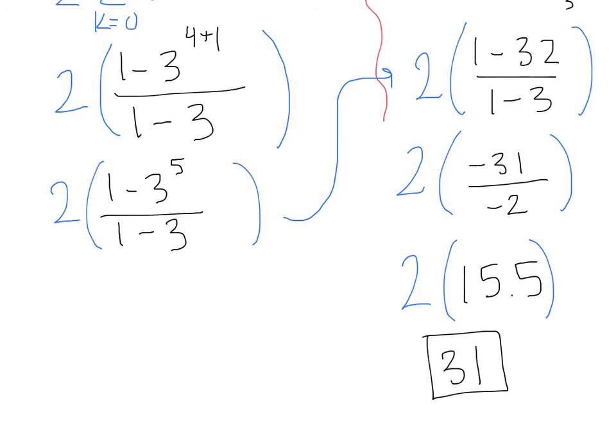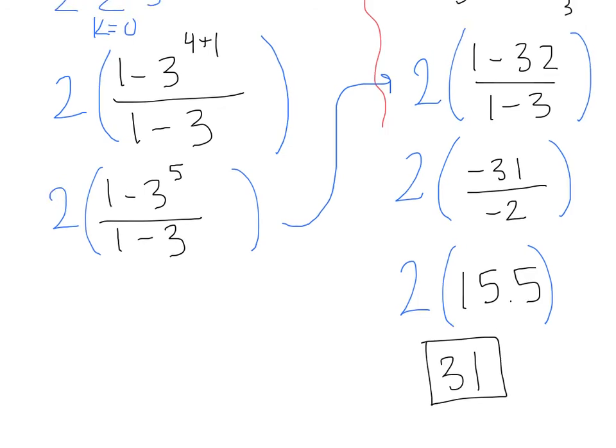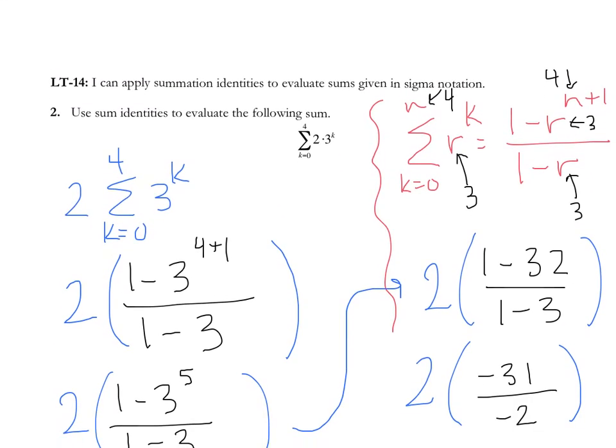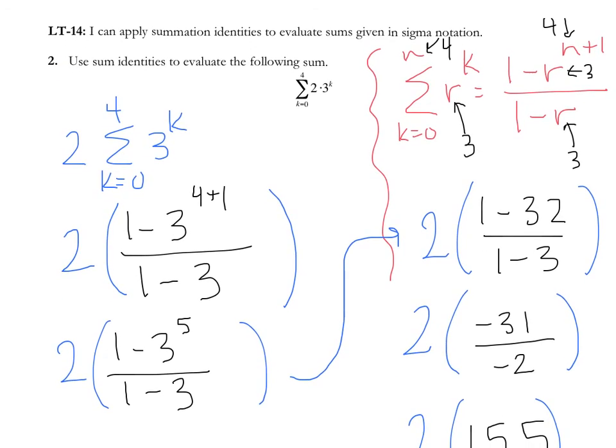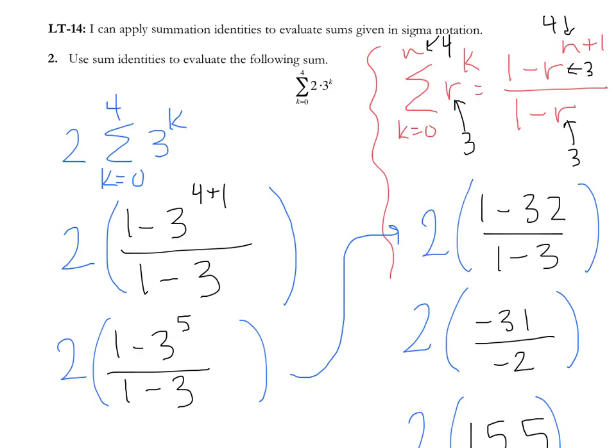So let's quickly review the steps in these problems. The first thing we're going to do is look at our particular sum, and try to manipulate it using our sum identities to get it to the point where we're able to use these sum identity formulas that we have on our sheets.